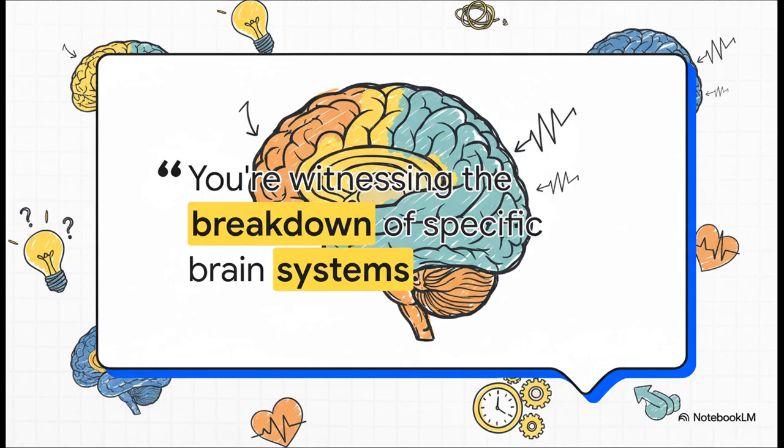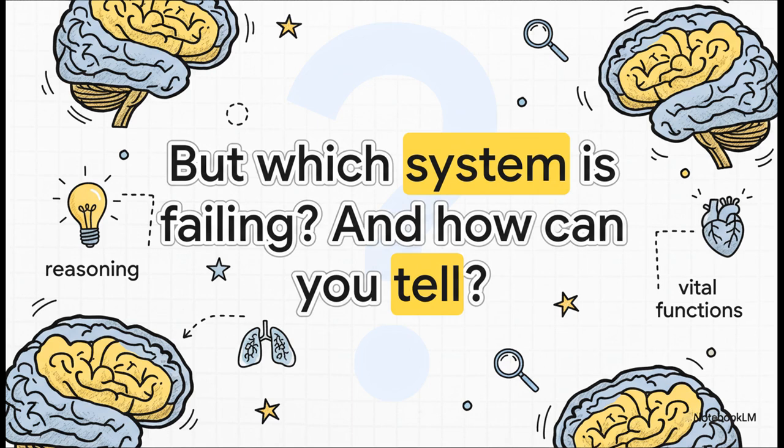Every time you deal with a patient who has an altered mental status, you're not just seeing confusion. You are watching, in real time, the breakdown of a specific, complex system. You're on the front lines, getting a front row seat to the intricate machinery of the mind as it fails. So here's the million-dollar question, right? Which system is actually going down?